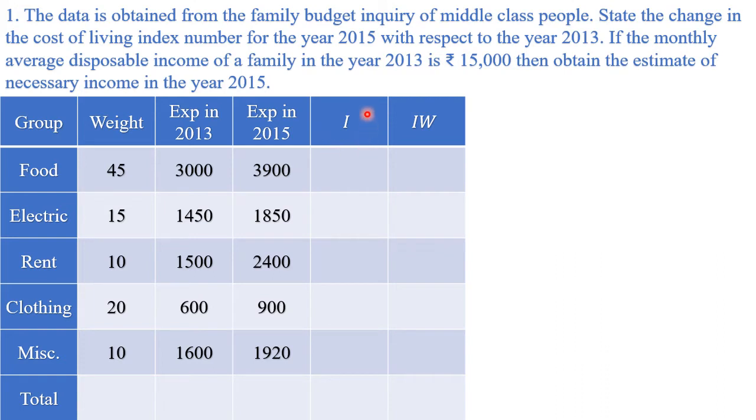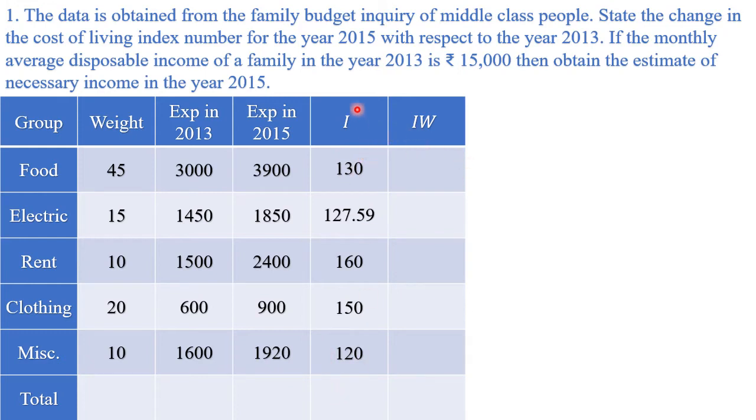Now I think you are familiar with calculating the index number, that is the expenditure of 2015 divided by expenditure of 2013 multiplied by 100. So 3900 divided by 3000 into 100 is 130. 1850 divided by 1450 into 100 is 127.59. 2400 divided by 1500 into 100, 900 divided by 600 into 100, and 1920 divided by 1600 into 100. So these are the index number values.